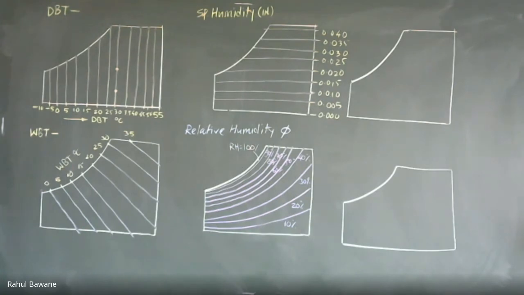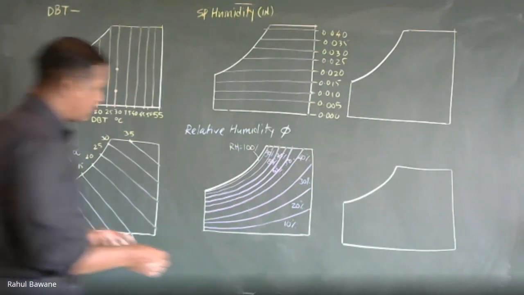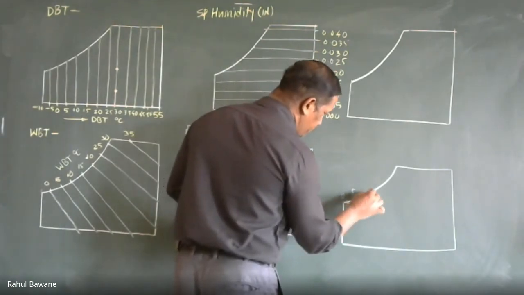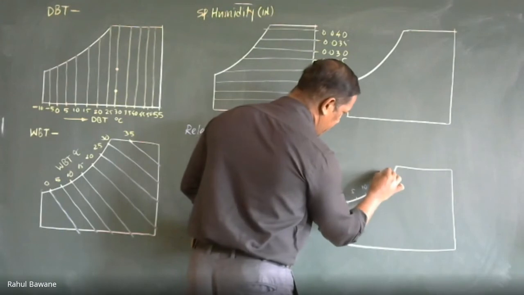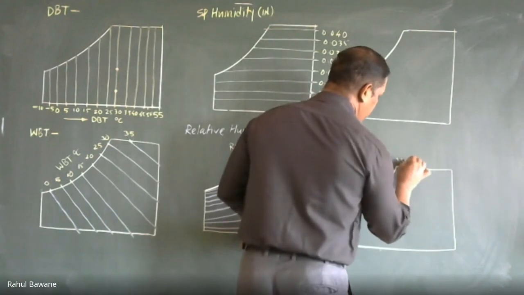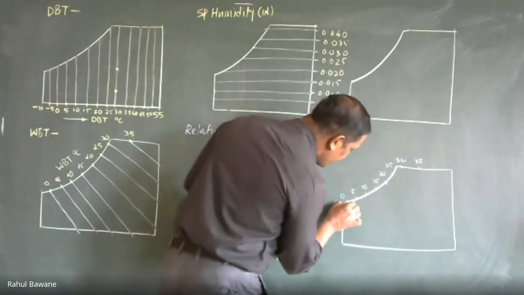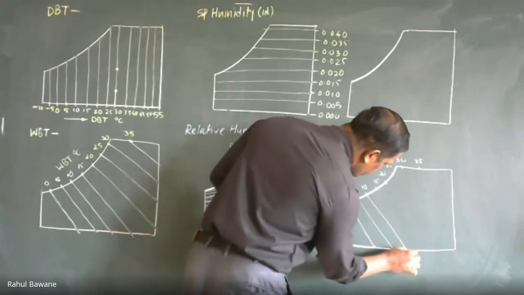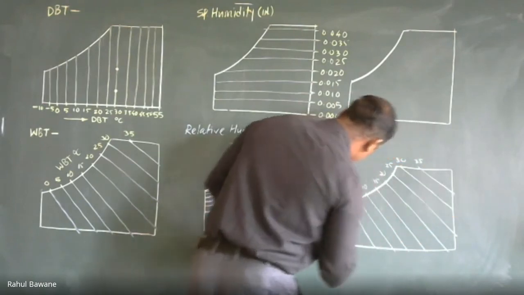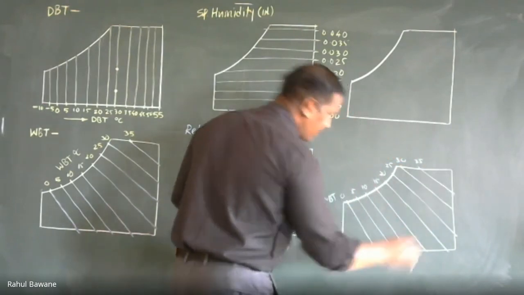Next, specific volume and enthalpy lines. Now we know what the enthalpy lines are. So wet bulb lines will be here: 0, 5, 10, 15, 20, 25, then 30, 35, like this. So these are the inclined lines. This is the wet bulb temperature lines.